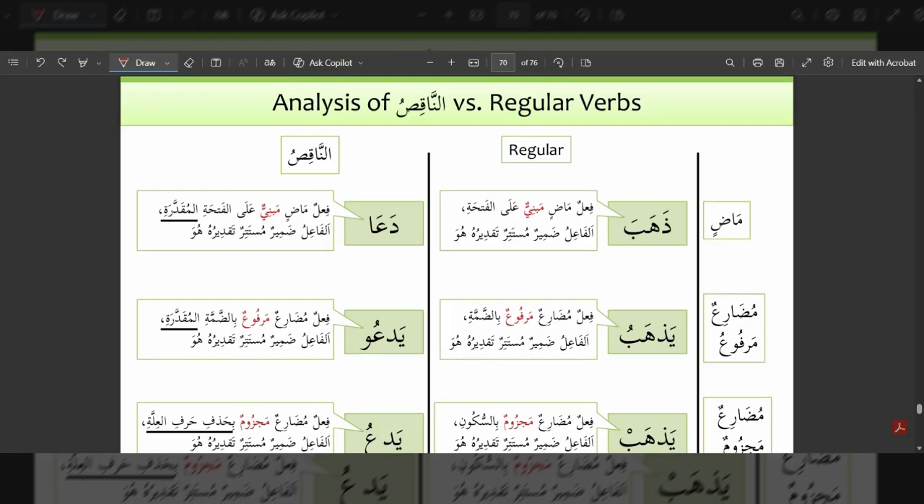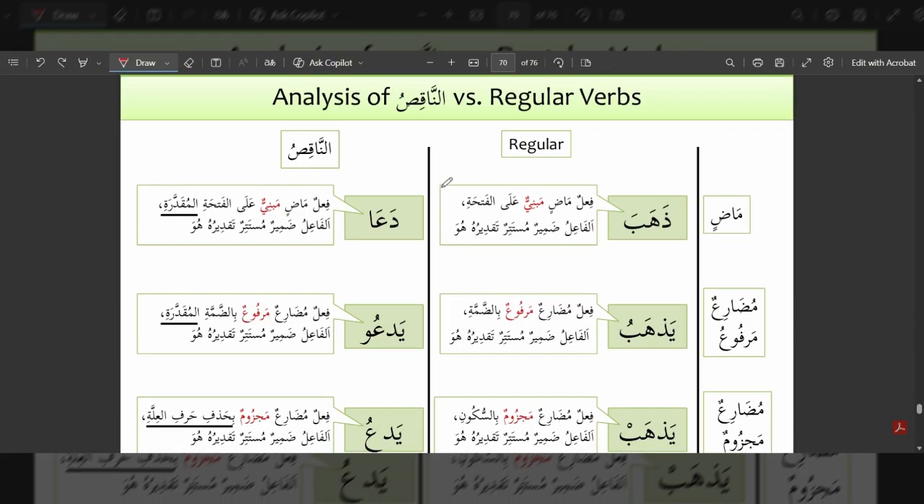So today's lesson is going to be on the analysis of naqis versus regular verbs. We learnt before that naqis are weak verbs where the last root letter is a weak letter. Here the letter they've given is da'a, which originally has a waw at the end, da'awa, but we do not pronounce this due to difficulty of pronunciation, and it is omitted, and we have only da'a.